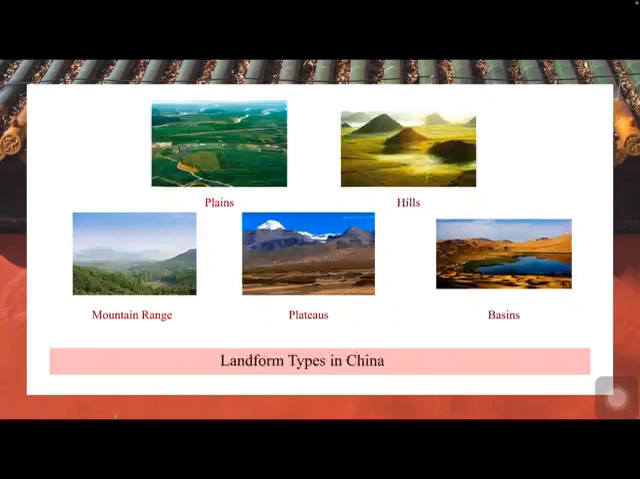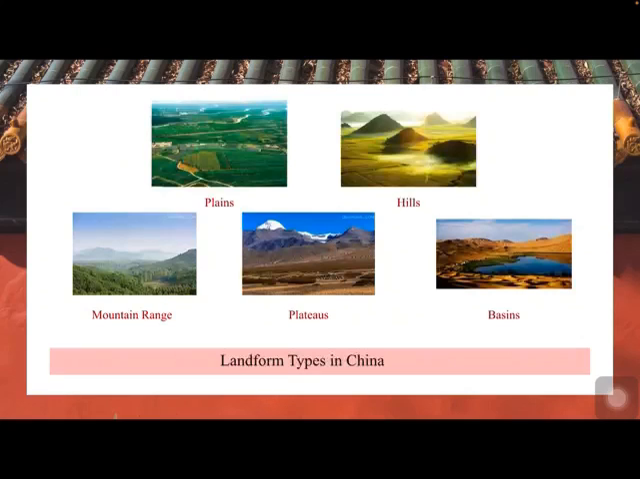Here are the landform types in China. We could see the pictures. First plains, then hills, then mountain ranges, then plateaus, and then basins. Now let's go to see the 5 types of landforms in China.